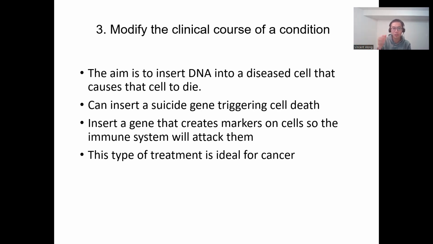If you're able to insert a suicide gene, that's what they're called, into the cancer cells, the cancer cells will kill themselves. Okay. If you're able to insert a gene into the cancer cells and cause them to create essentially glowing signals on the cell membrane, the immune system will have no problem finding them and destroying all the cancer cells, right?